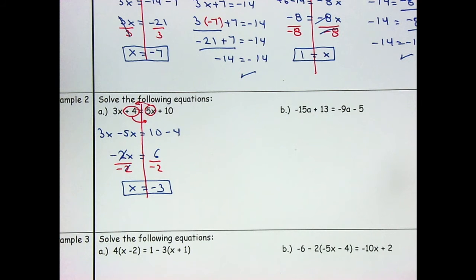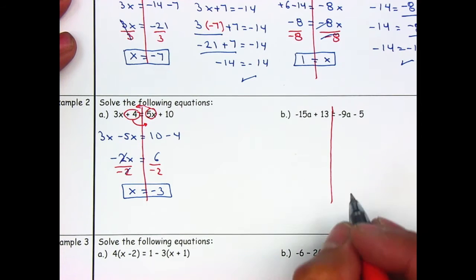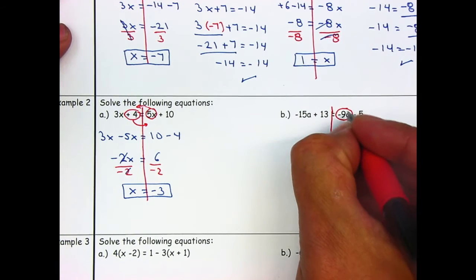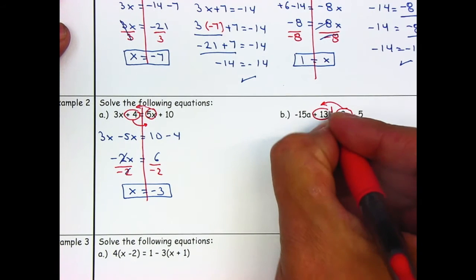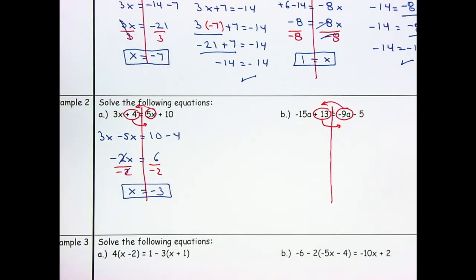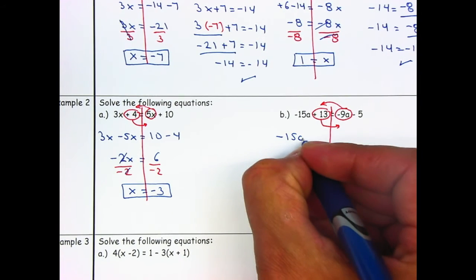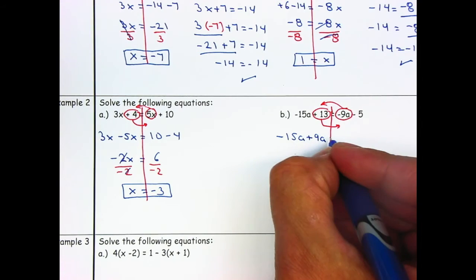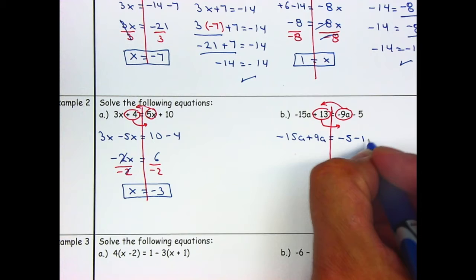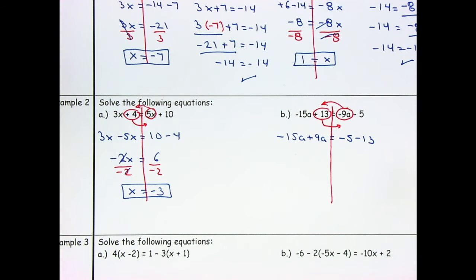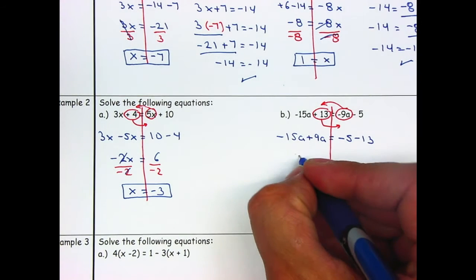For letter B, we are going to go through the same process. I'm going to draw the line. I'm going to move my negative 9a, so when I move it to the other side, it's going to become a positive. This positive 13 is going to become a negative. So I have negative 15a plus 9a, and the negative 5 becomes a positive. The positive 13 becomes a negative 13. I'm going to combine like terms on the left-hand side, so that will give me a negative 6a.